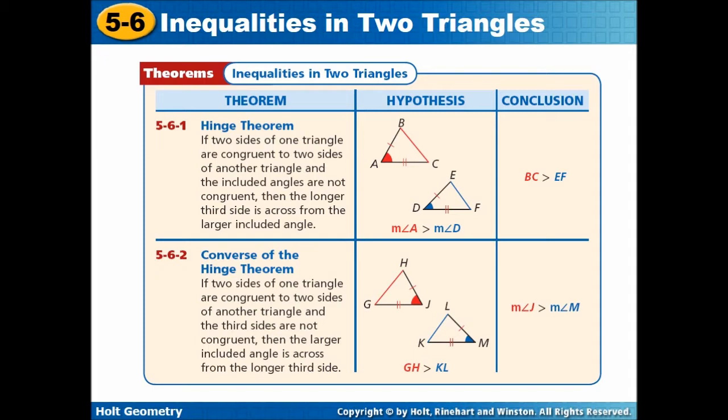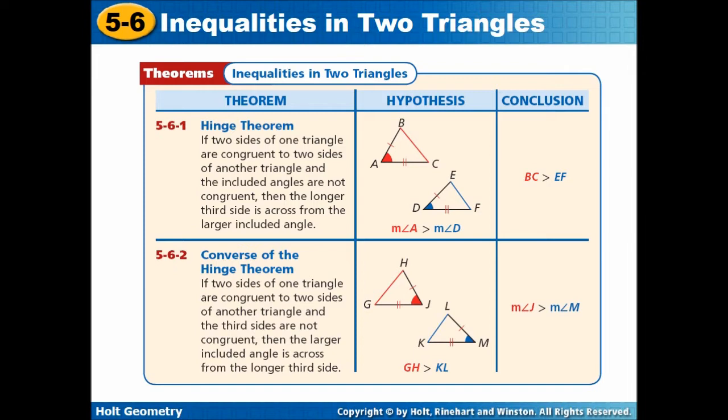So let's look at the converse of the hinge theorem. If two sides of one triangle are congruent to two sides of another triangle, and the third sides are not congruent, then the larger included angle is across from the longer third side. So again, looking at the hypotheses, if line segment GH is greater than line segment KL on these two separate triangles GHJ and KLM, then angle J on the first triangle is going to be greater than angle M on the second triangle, according to the conclusion.